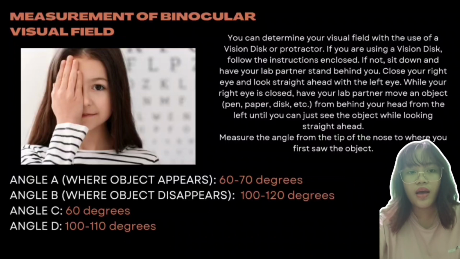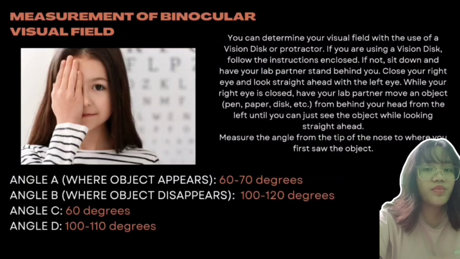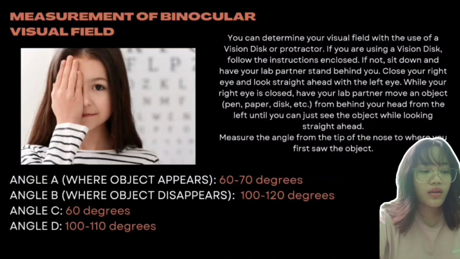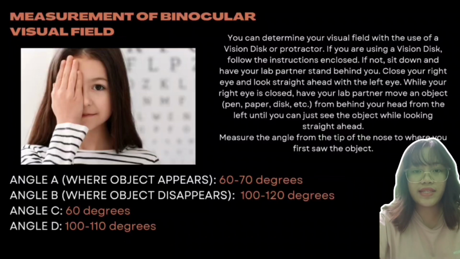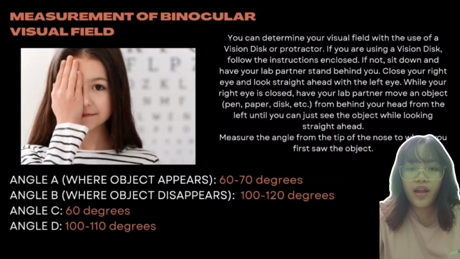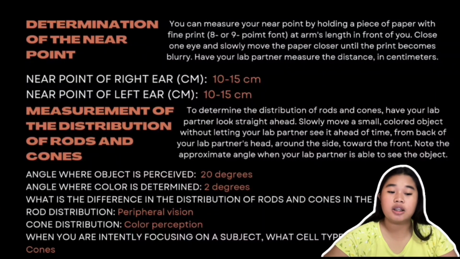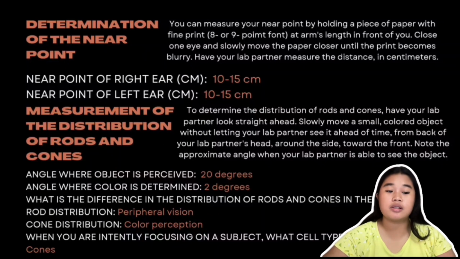So from this activity, we were able to determine the common angle of humans' binocular vision. Theoretically, we are able to see the object at 60 to 70 degrees in the left eye, and the object disappears at 100 to 120 degrees in the left eye. In the right eye, we are able to see the object at 60 degrees and it disappears at 100 to 110 degrees.